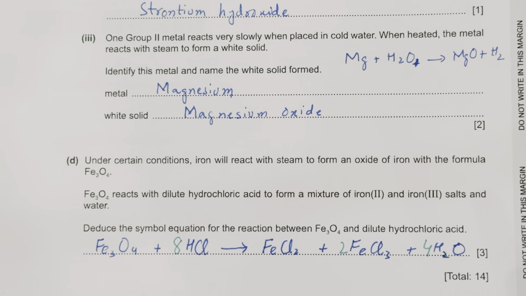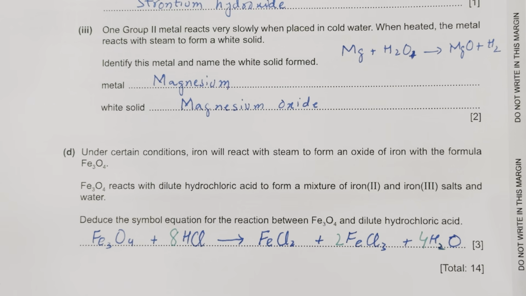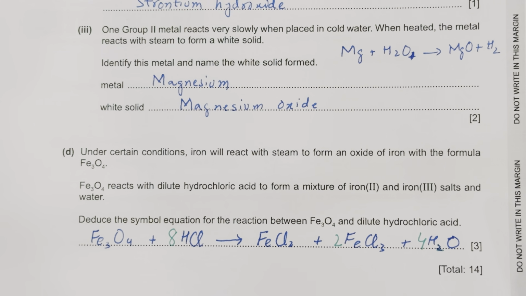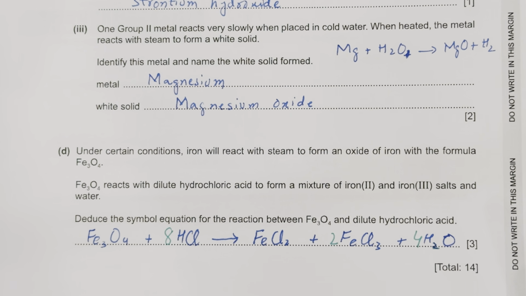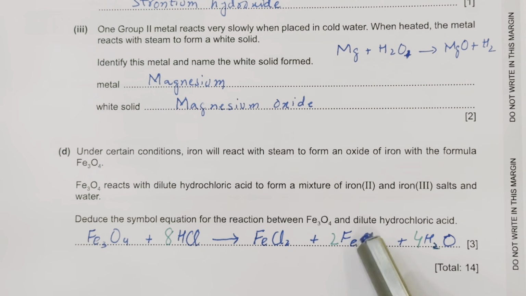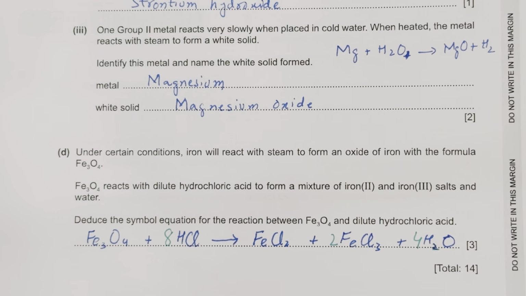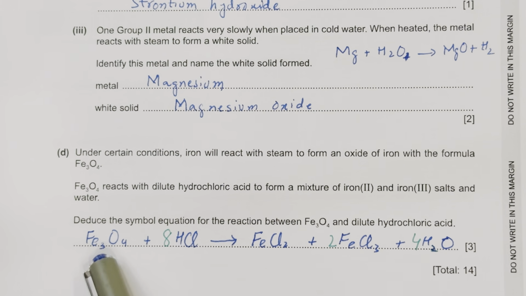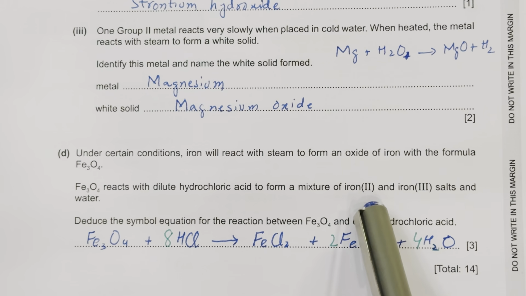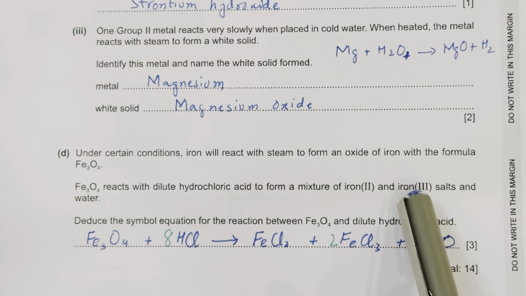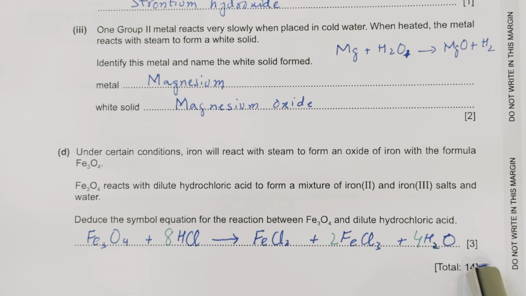Under certain conditions, iron will react with steam to form an oxide, okay, with the formula Fe3O4. Fe3O4 reacts with dilute hydrochloric acid, that is HCl, to form a mixture of iron 2 and iron 3 salts and water. It means that we have the products iron 2, iron 3 and water. Deduce the symbol equation for the reaction between Fe3O4 plus dilute HCl. So first we're gonna write FeCl2, because iron 2 chloride will be produced, then iron 3 FeCl3 will be produced, and also the water will be produced, H2O. Now this question is carrying 3 marks.